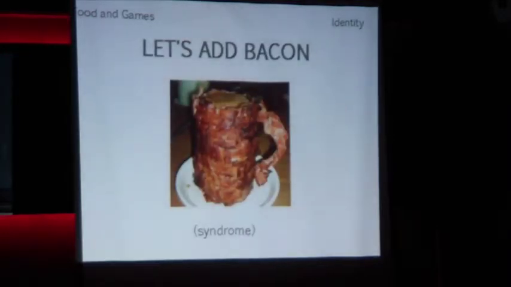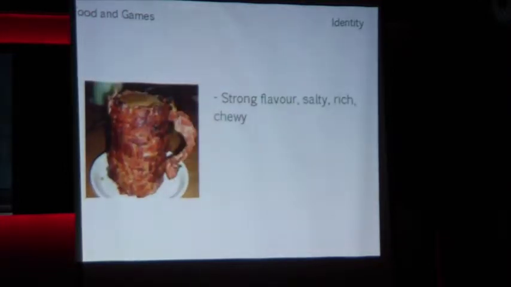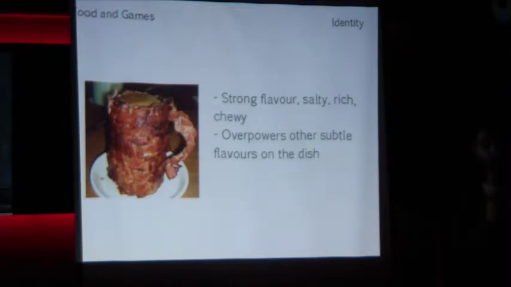But then let's add bacon, because everything tastes better with bacon, and it'll help the dish sell because it's familiar. Bacon itself is a pretty strong flavor. You know, it's salty, it's rich, it's chewy. It's hard to make bacon subtle on a food dish. And let's say we put 3 strips of bacon on our dish. That flavor from the bacon, that saltiness, that richness, that fattiness, it's going to overpower all the subtle flavors that are in the sweet and sour shrimp.